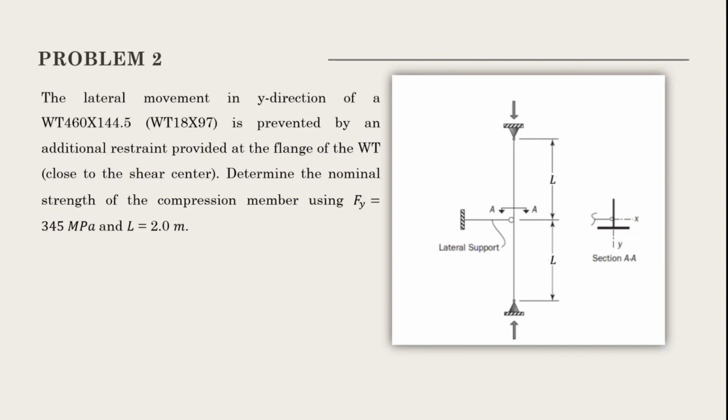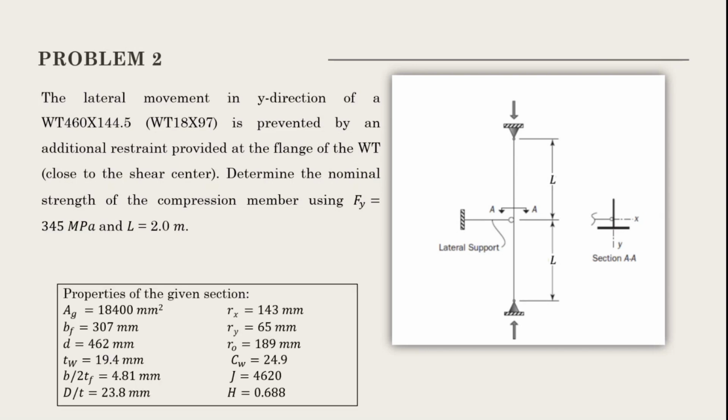The lateral movement in y direction of a WT 460 by 144.5 is prevented by an additional restraint provided at the flange of the WT. Determine the nominal strength of the compression member using Fy equals 345 and L equals 2.0.